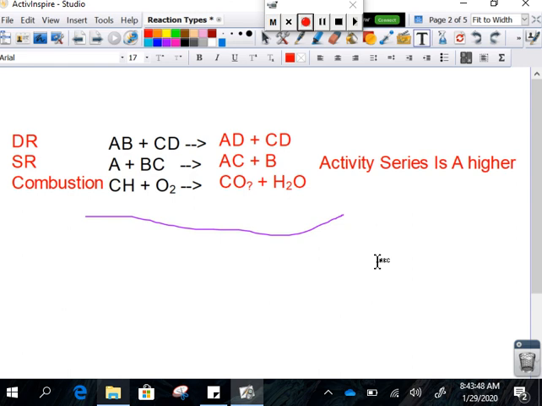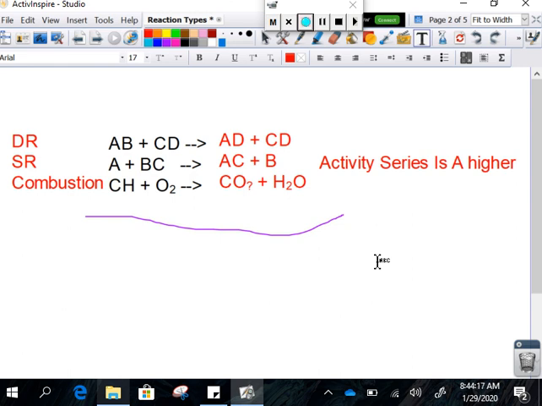What if A is lower? If A is lower, then nothing happens. So if A is at the bottom of the list, that's gold and silver and platinum. Those are the metals at the bottom of the metals list because they're so unreactive that we wear them. When A is at the bottom of the list, nothing happens. So you have no reaction. And that does occur on the test. It does occur on this worksheet. We'll see a couple of examples of that.